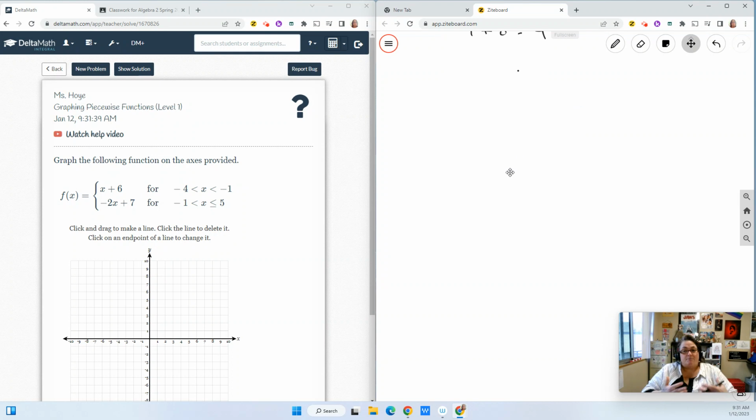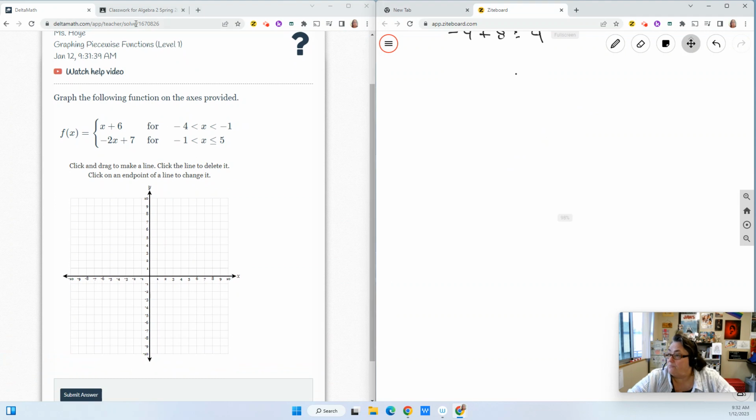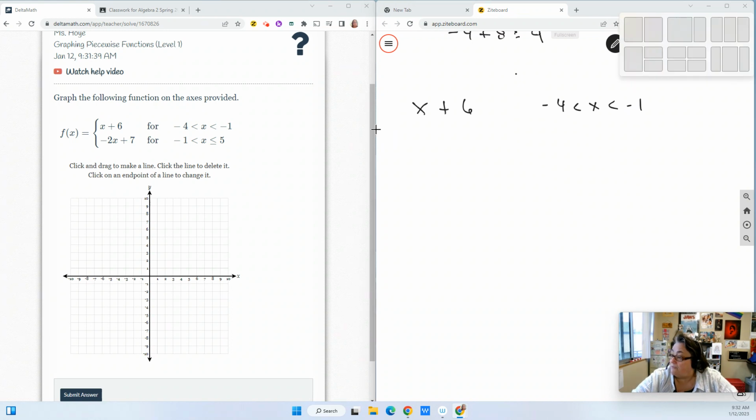We're not looking for a number to plug in. We want to graph that line from one spot to another, right? Or those different equations. So the first one, I have x plus 6. That's our first equation, right? And our parameters run from negative 4 to negative 1. It doesn't equal negative 4 or negative 1, but the way I graph a problem like this is I start with negative 4, right?